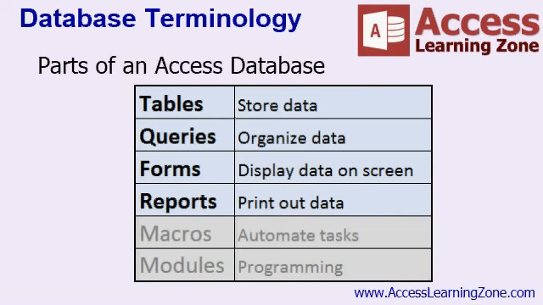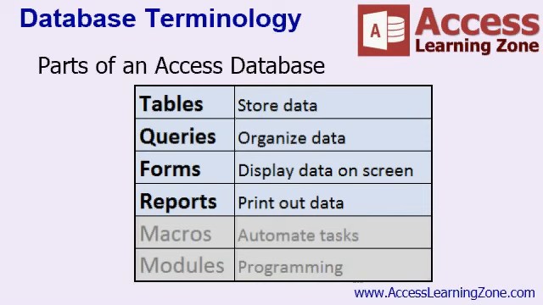Tables are used to store data, queries to organize data, forms to display data on the screen and to edit that data, reports for printing out data, and optionally, for more advanced users, macros are used to automate tasks, and modules give you the full Visual Basic programming language inside of your Access databases.